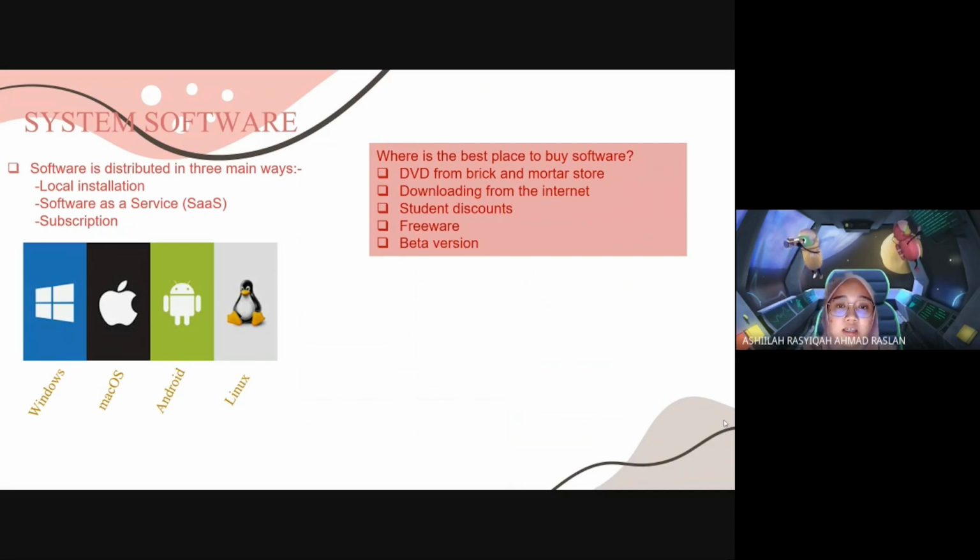First, a DVD from a brick and mortar store. Second, downloading from the internet. Third, from a student discount. Fourth, from freeware. And the last is the beta version.